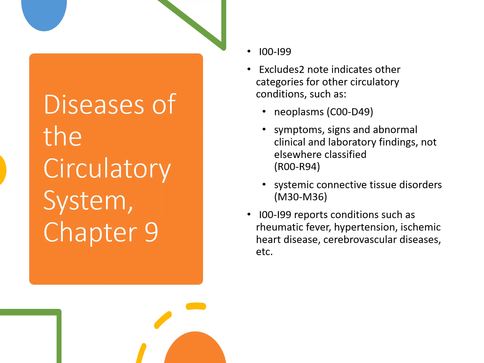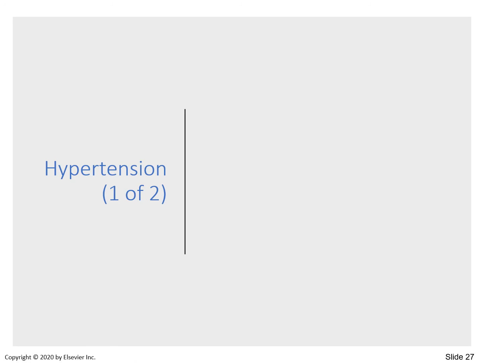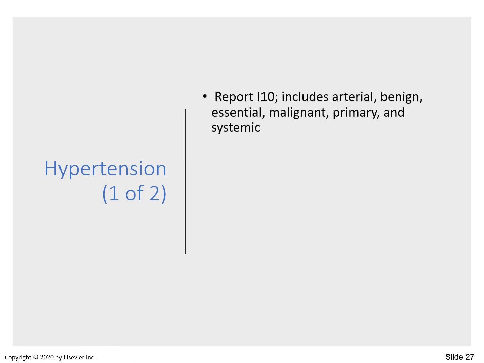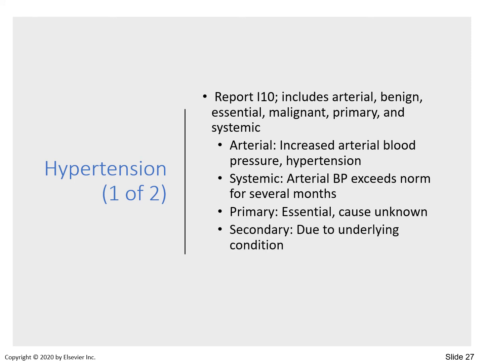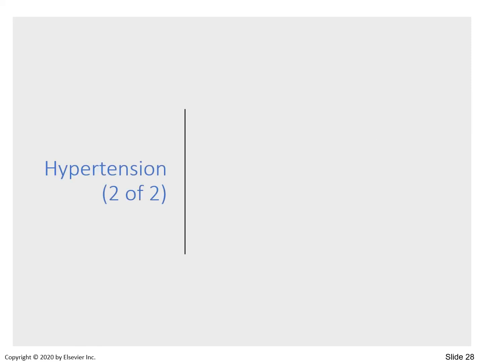We have some codes that include rheumatic fever, hypertension, ischemic heart disease, cerebrovascular disease, hypertension, or I10. This is a very, very common code that you're going to be using. It includes arterial, benign, essential, malignant, and primary, and systemic hypertension. Arterial hypertension is increased arterial blood pressure. Systemic exceeds the norm for several months. Primary or essential, the cause is unknown. Secondary will be due to an underlying condition.